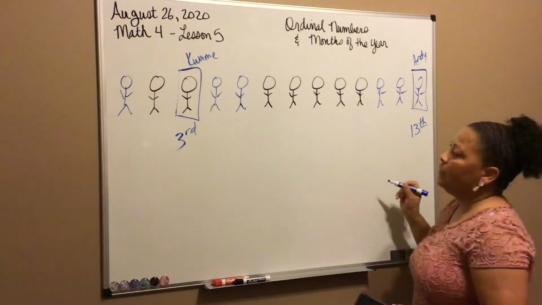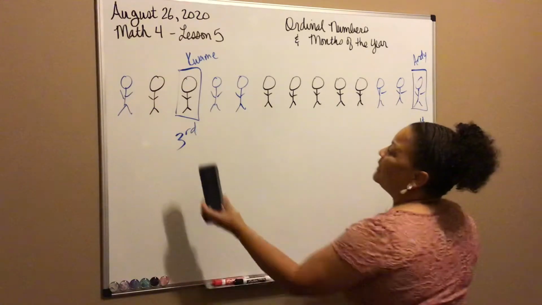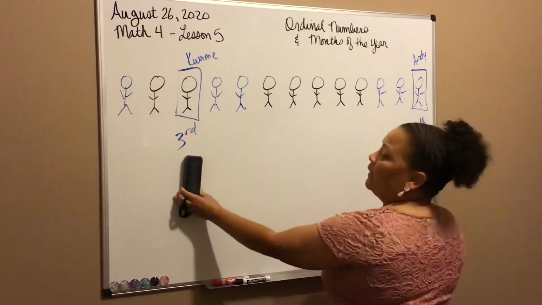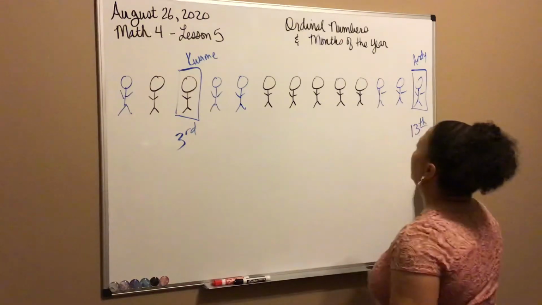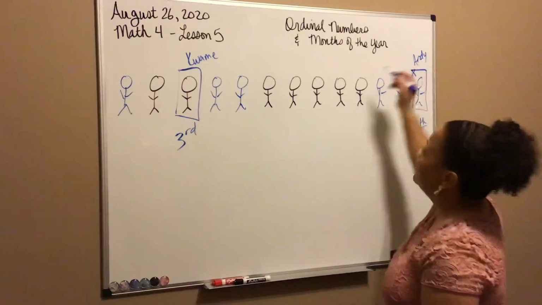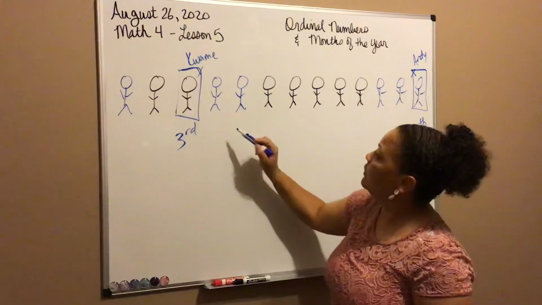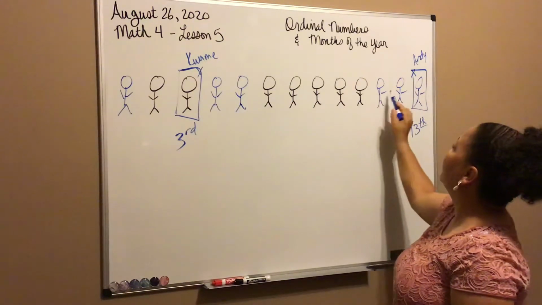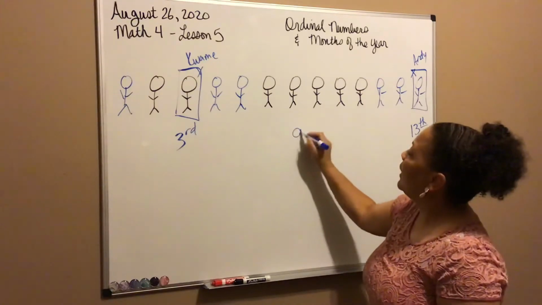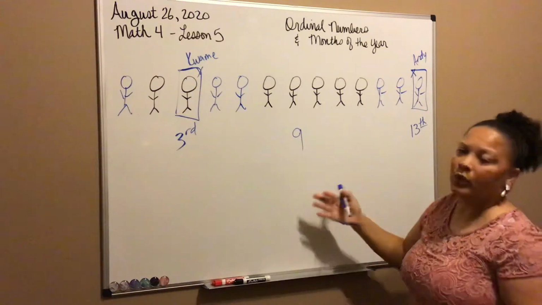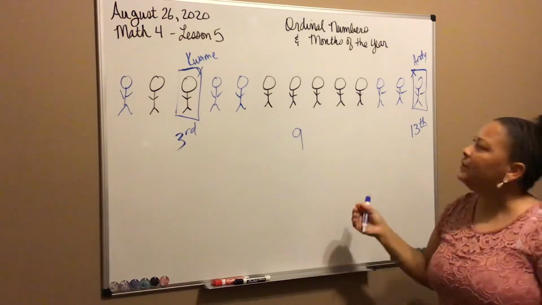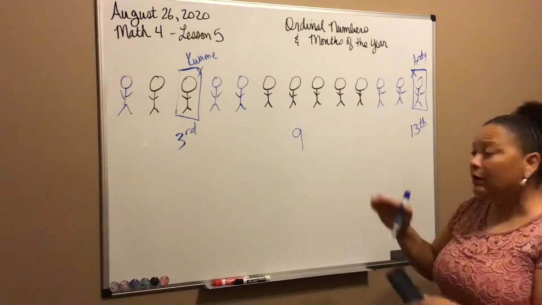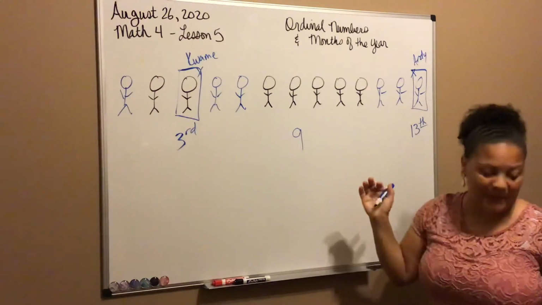All right, so how many people are between 3rd and 13th? So not counting these, let's count what's in the middle. 1, 2, 3, 4, 5, 6, 7, 8, 9. So there are 9 people or children, stick figures, between Kwame and Andy, if that makes sense.